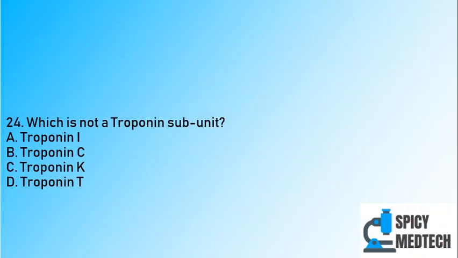24. Which is not a troponin subunit? A. Troponin I, B. Troponin C, C. Troponin K, or D. Troponin T? So the answer for number 24 is letter C, troponin K.